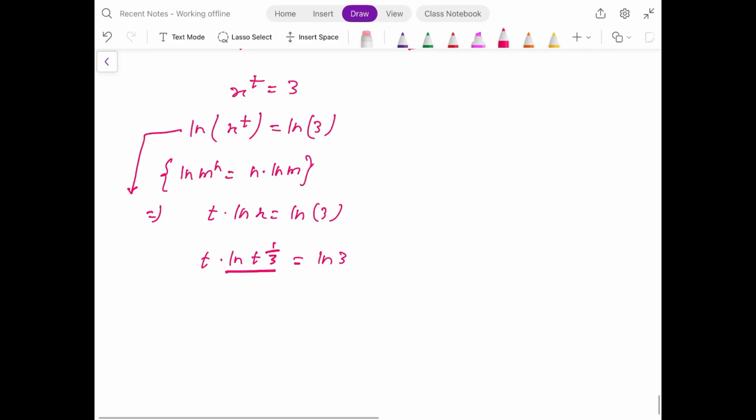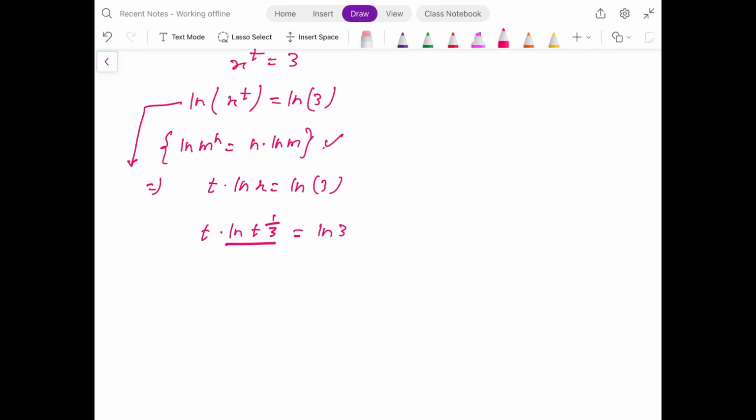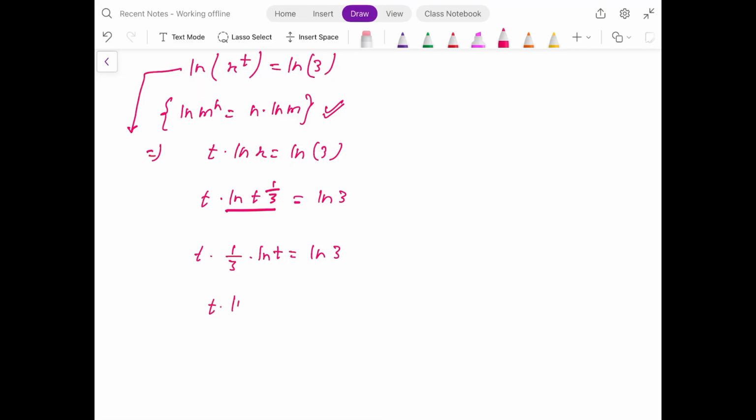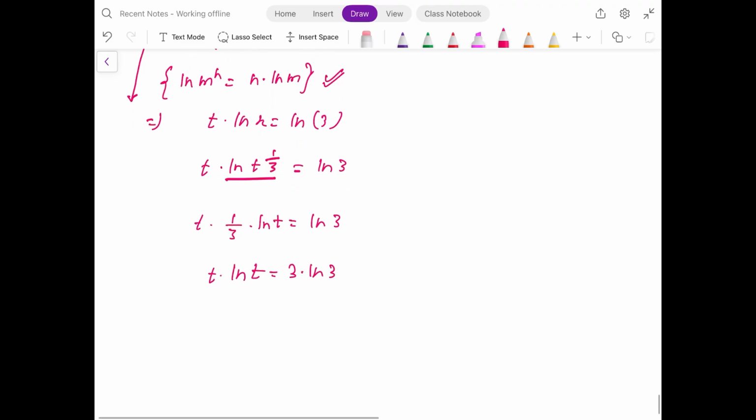Again, in this term, if we use the property of logarithm that is written here, it becomes t times 1 upon 3 times natural log of t is equal to natural log of 3. On multiplying by 3 on both sides, the equation will be t times natural log of t is equal to 3 times natural log of 3.